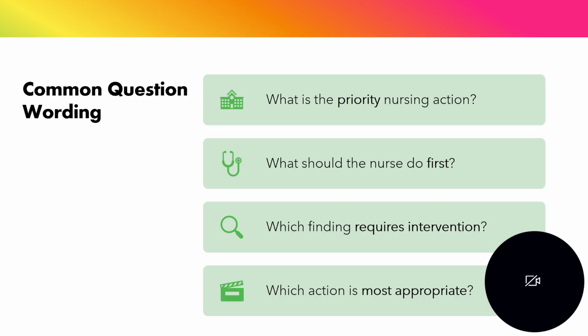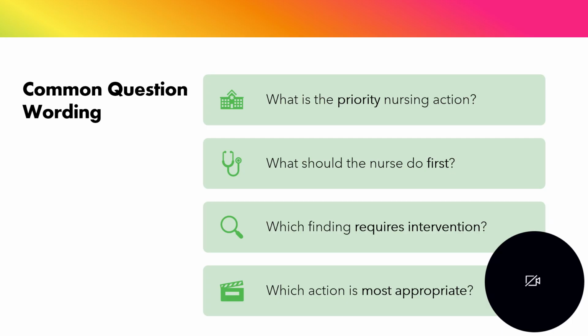So let's look at some common wording that you might see. Now this is just the top 4, but there could be others. A question you see a lot is, what is the priority nursing action? So your answer choices will all be nursing actions or interventions, but you're going to have to pick what is the priority. So they all might be right, but what is the best one? And we'll talk about priority later in another video.